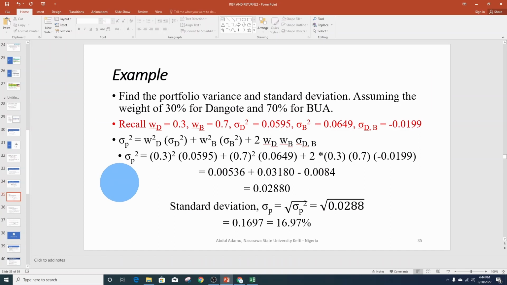So now the next thing we'll do is we are going to do our computation for the portfolio variance and standard deviation, assuming the weight for Dangote is 30% and the weight for Bua is 70%.